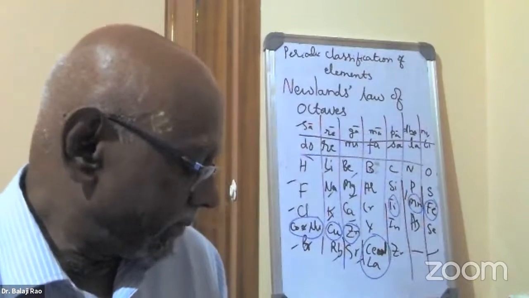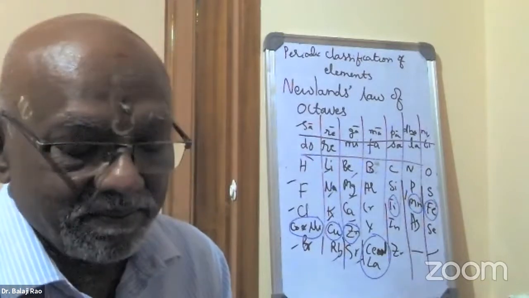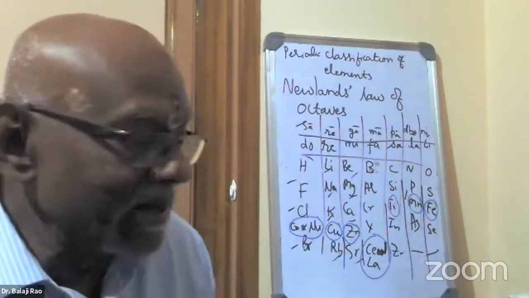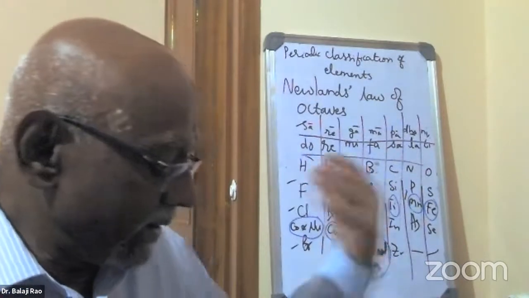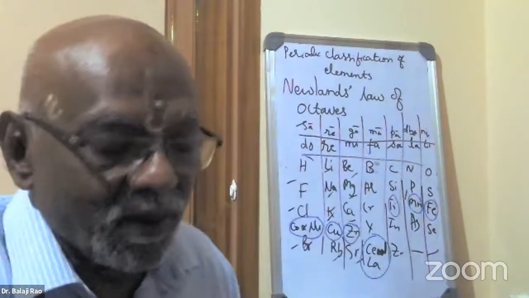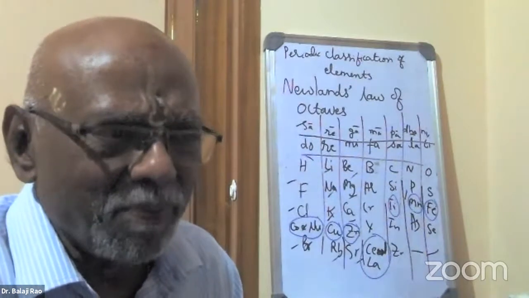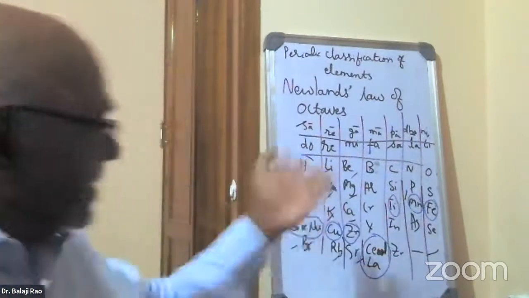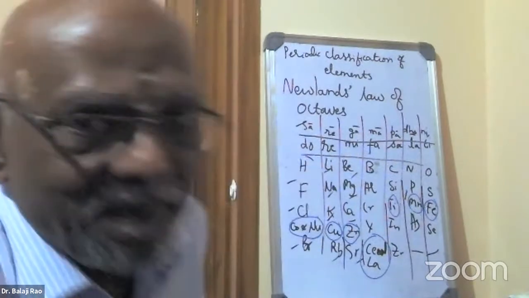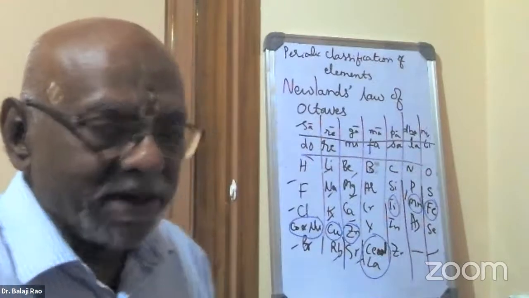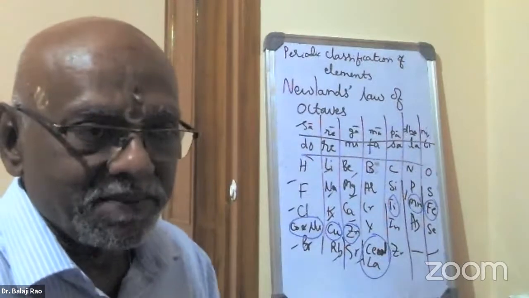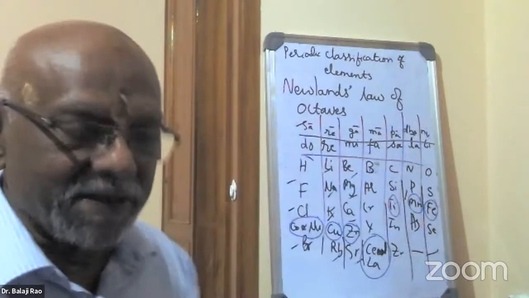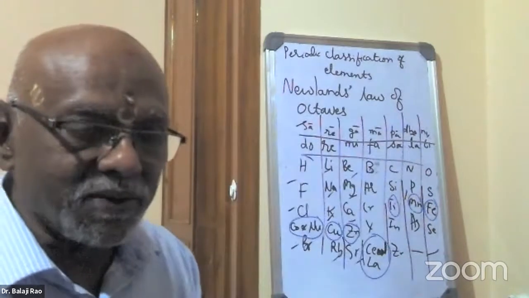But later, just after a few years, a large number of elements came to be discovered. So his law was a failure. I wouldn't call it a flop, it was a failure. Then, in order to fit elements into his table, it is like trying to make a frame and then put a picture into it. Usually what we do is we make a picture and then put a frame, but this man had made a frame and tried to put a picture into it.